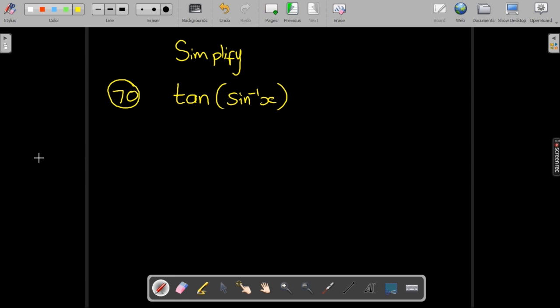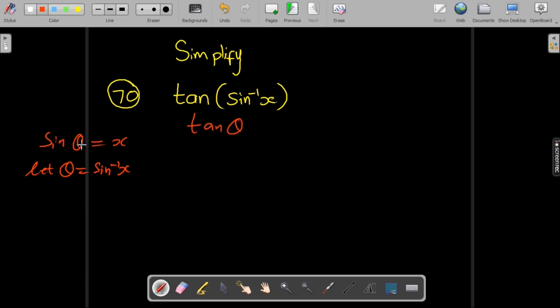So we're asked to simplify this, and this part here is an angle. Imagine if you had sine theta equals x, this angle theta would be arcsine of x. So that's exactly what we have there. So we can let theta equal this, and we want to find tan of theta.